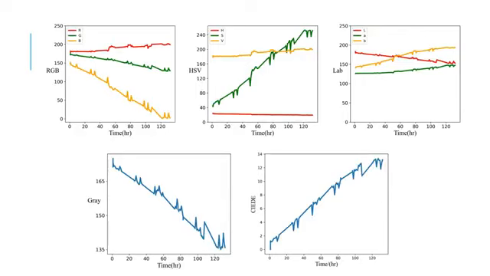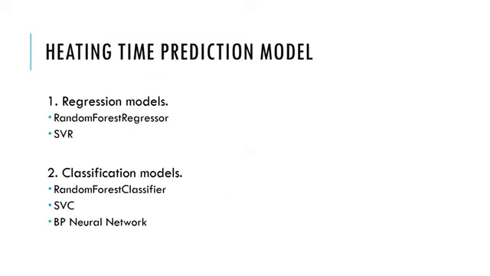These are plots of the variation of each color parameter at different heating times. Three feature vectors can be constructed by using RGB, HSV, LAB, while only one can be constructed by using gray and CIEDE2000. In the selection of prediction models of heating time, we use common regression models, random forest regression and SVR, and classification models, random forest classifier, SVC, and BP neural network.